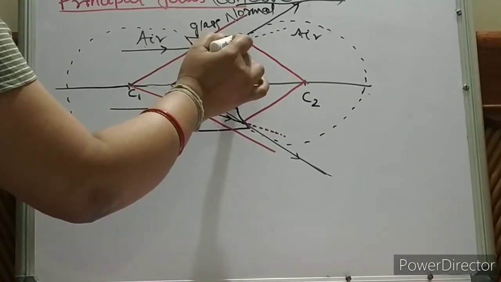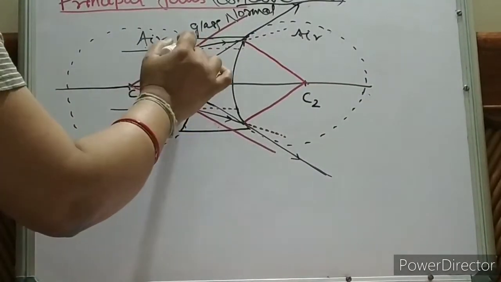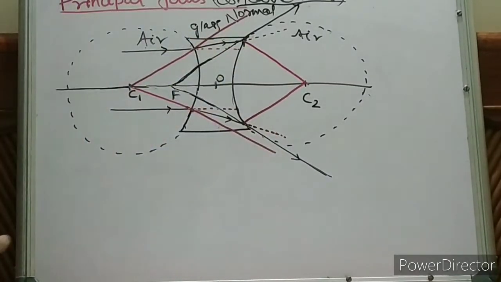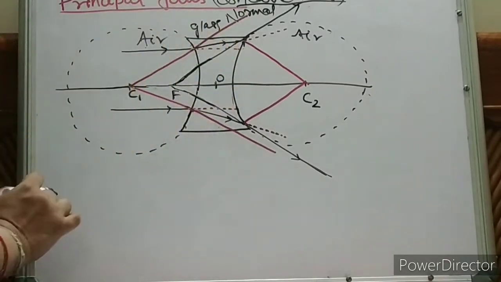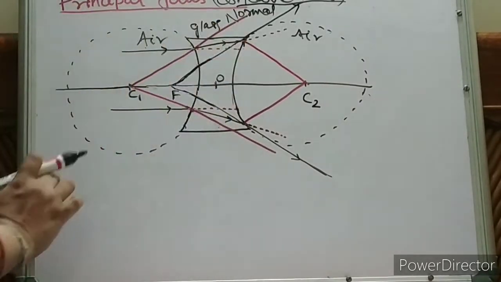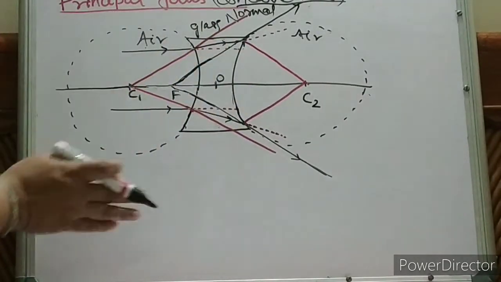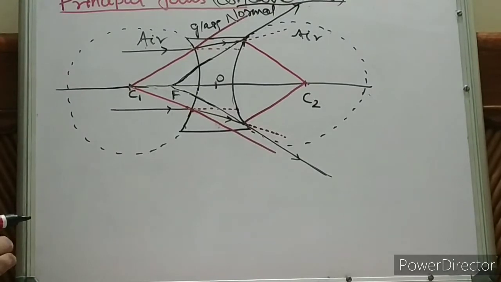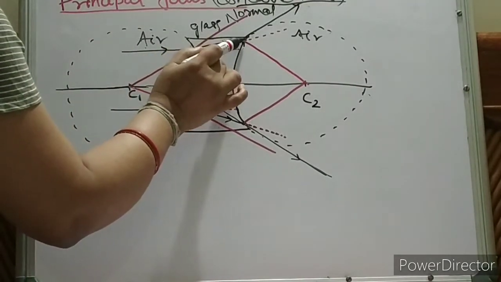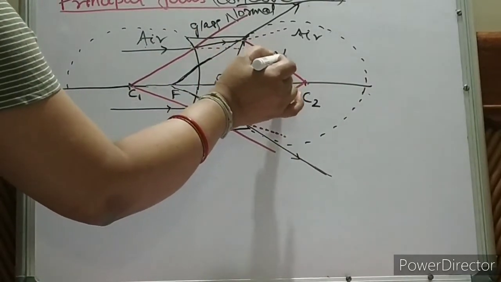Now what will happen? Again when it strikes this point on the second refractive surface, this becomes the incident ray for this refracting surface. So when it strikes at this point, the light ray has to go from denser to rarer. If it is going from denser to rarer, it will bend away from the normal. Then how to draw the normal? At this point, again join this point to the center of curvature. This is your normal now children.